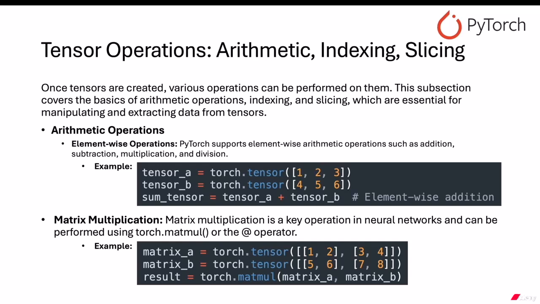Here is an example. Tensor A equal to torch.tensor 1, 2, 3 and tensor B equal to torch.tensor 4, 5, 6. Now sum tensor equal to tensor_A plus tensor_B, which is element-wise addition. Matrix multiplication. Matrix multiplication is a key operation in neural networks and can be performed using torch.matmul or the @ operator. Here is an example. Matrix A equal to torch.tensor 1, 2 and 3, 4. Matrix B equal to torch.tensor 5, 6 and 7, 8. Result equal to torch.matmul matrix_A, matrix_B.